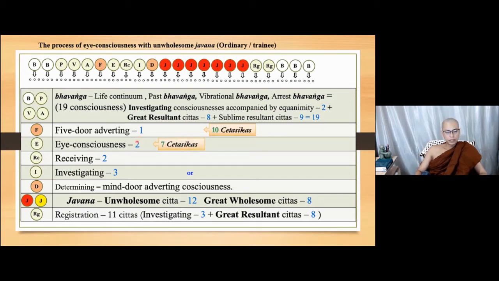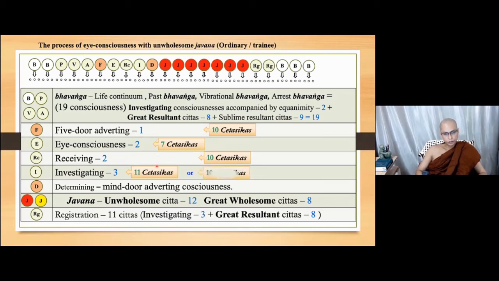Then if one of the nose consciousness arises at that moment, 7 Chittasika, so only 8 in the nose consciousness moment. Then at the moment of receiving, 10 mental factors arise. So with the consciousness, 11 mentalities arise in this group. Then for the investigating moment, 11 Chittasika arise. So with the consciousness altogether, 12 mentalities arise at that moment.